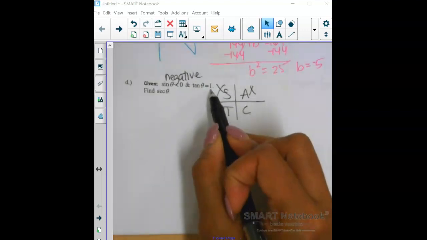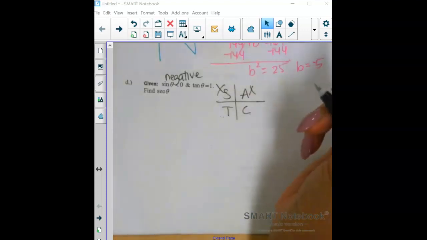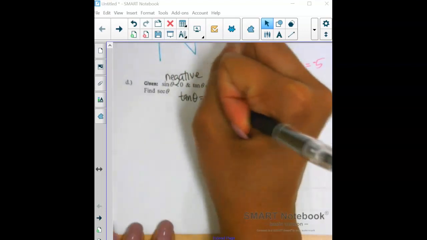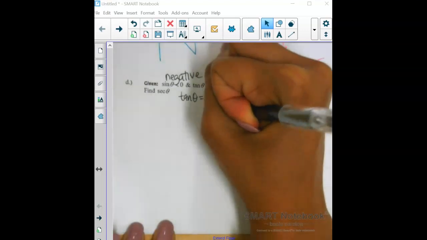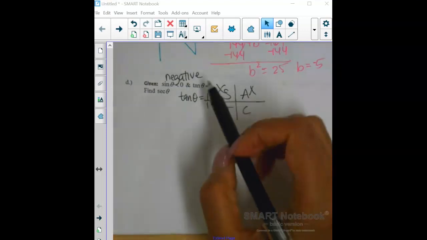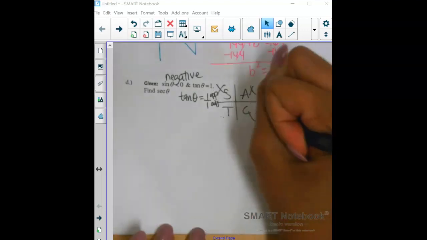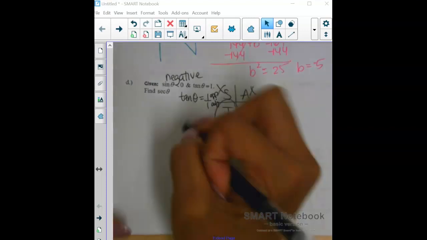Tangent of theta is equal to 1. Okay, well, I don't have a fraction here. It needs to be a fraction in order for it to be opposite over adjacent. So I can rewrite this as tangent of theta is equal to 1 over 1. That is the opposite over the adjacent. Notice that your tangent is a positive 1. So my triangle should be in quadrant 3. So let's go ahead and graph this out.